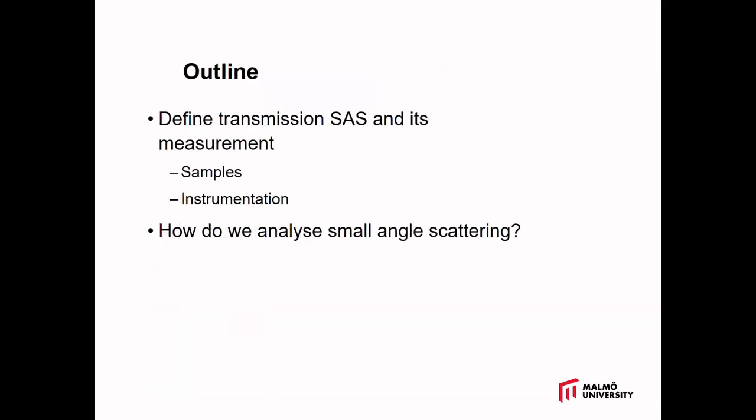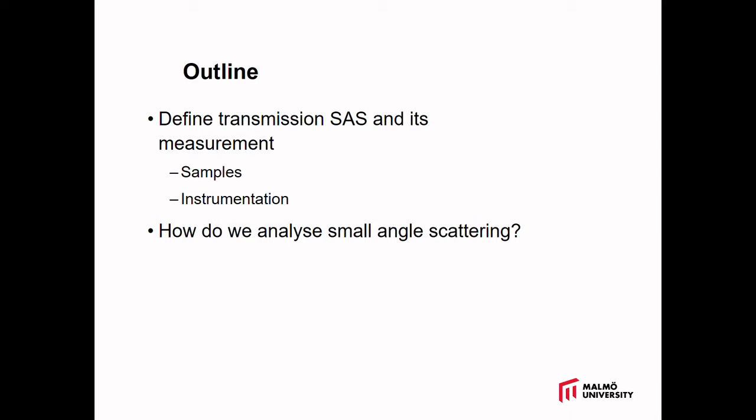Just a very brief outline of a very brief talk. In this talk, I'm going to define the technique of small angle scattering and its measurement, so what we measure and how we measure it. I'm going to talk also in terms of the kinds of samples that we use for small angle scattering and how they're different from both reflectivity samples and grazing incidence. Not so different. There's not so much difference between reflectivity and grazing incidence samples.